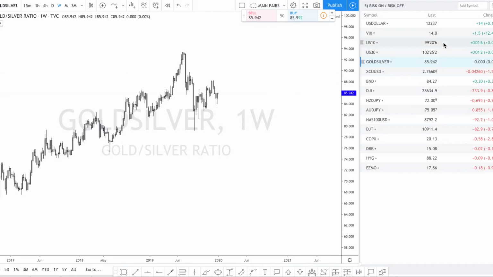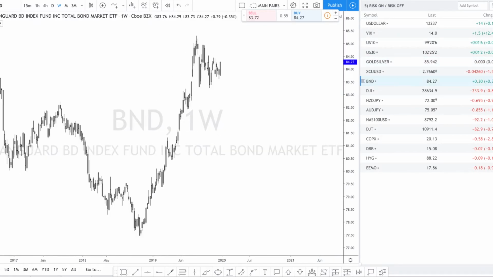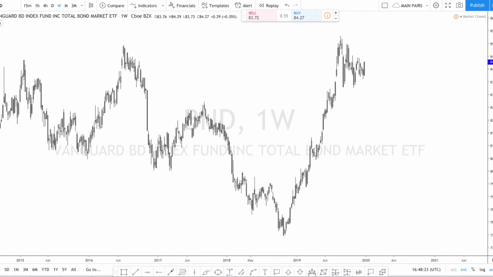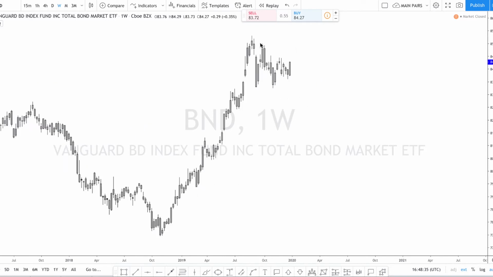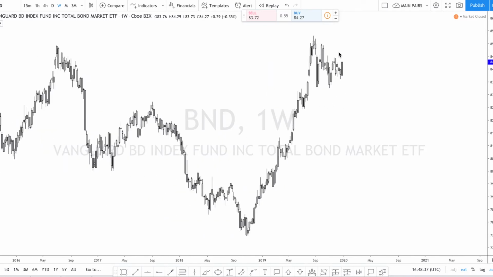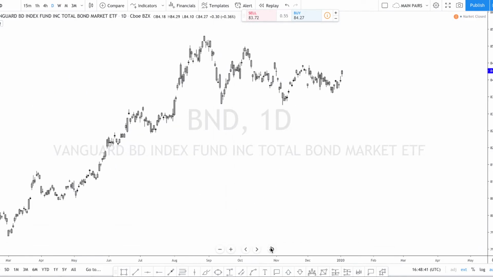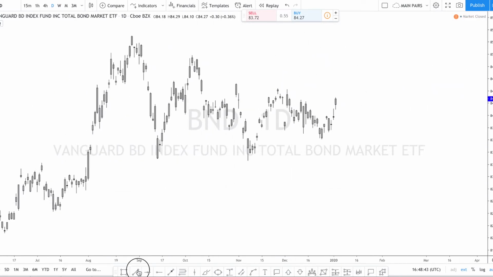The next thing you can also use is this Vanguard. The Vanguard is basically the government treasuries. They don't pay a lot of interest, but they're considered to be the ultimate safe haven. So it's risk on if this is going down. When this is going up, it's a risk off because it's not a risky asset. So you can see it's been rallying.